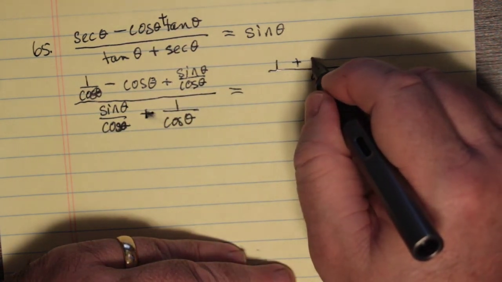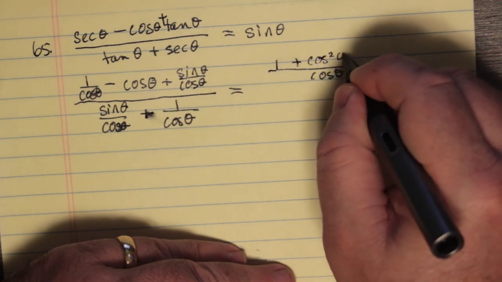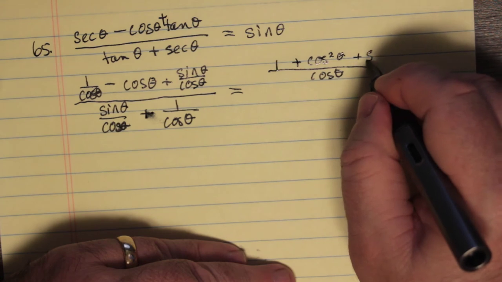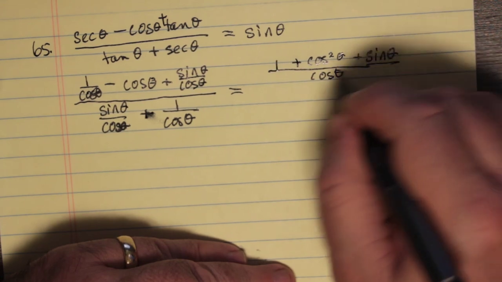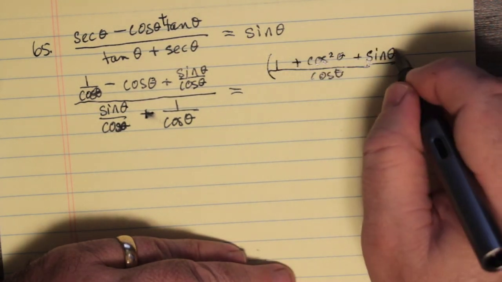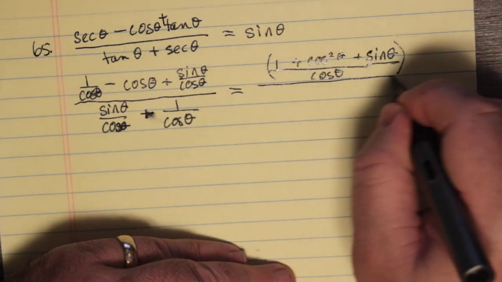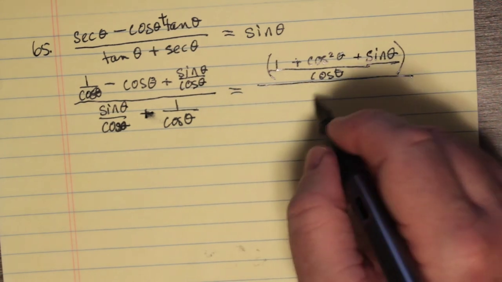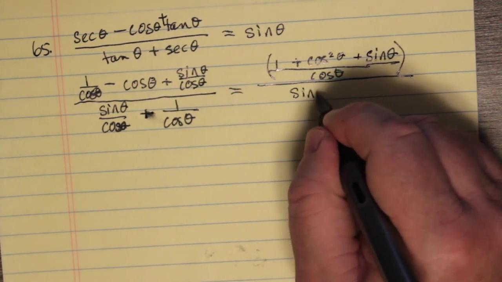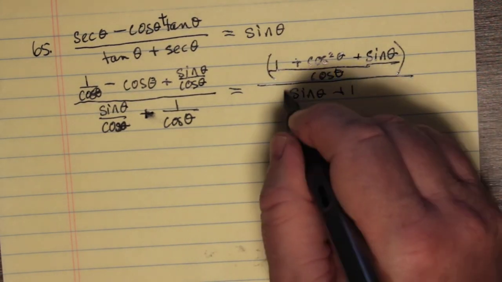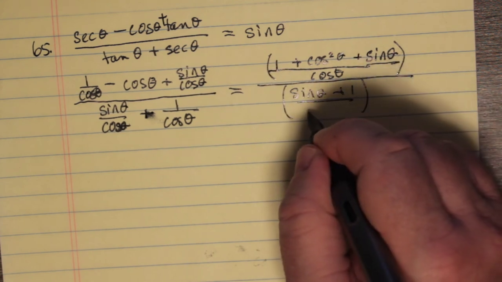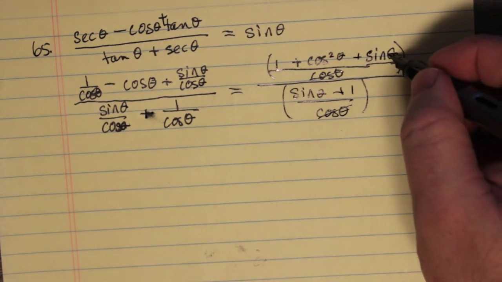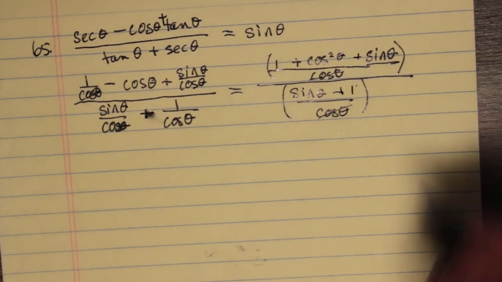So this becomes cos squared theta, plus, and then you got sine over cos. Well, that's just sine. Sine theta, that's already over cos. I'll put this in brackets because the compound fraction becomes confusing. And then look at this. This is already over cosine. So we got sine theta plus 1 all over cos theta. Now the cos thetas cancel, and you just got this over this, which is kind of neat, you know?